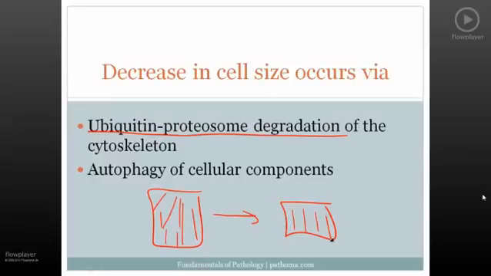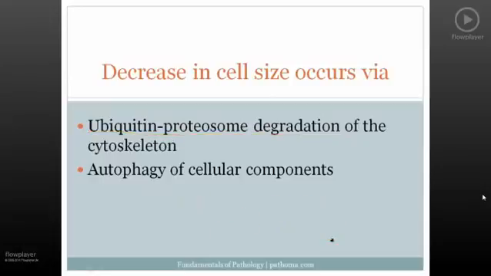Now, at the same time, in order for the cell to shrink in size from this size to, for example, this size, you're going to end up requiring less organelles within the cell. And so some of the cellular components are going to have to be consumed, and the mechanism by which cellular components are consumed is called autophagy. And basically what happens here is that the cell consumes its own components in vacuoles.